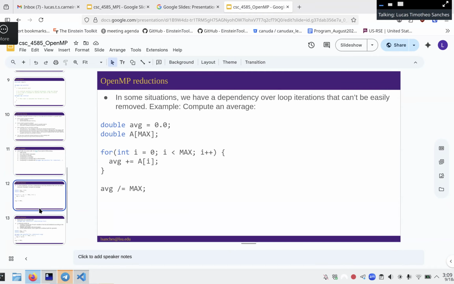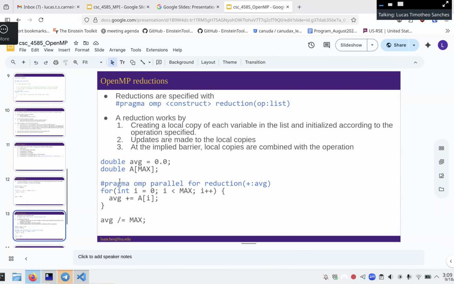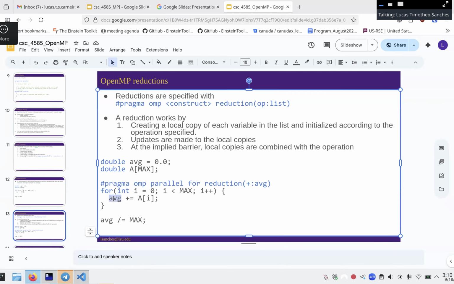So how can we deal with that sort of situation if we use OpenMP? Like I said, we can just stick the pragma omp parallel for before the for loop. So the loop ranges, the loop body, nothing changes. But because we have a carry dependency, because every thread is going to want to write to this AVG variable, we use the reduction operation.